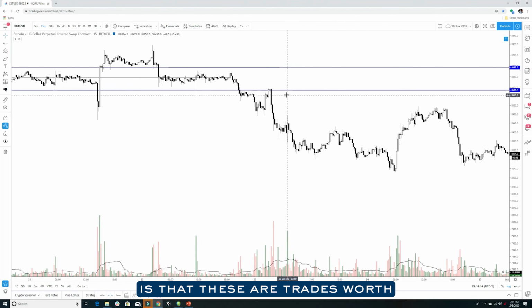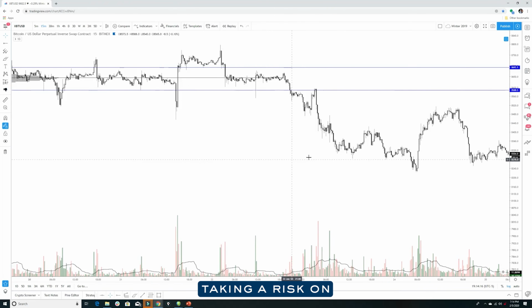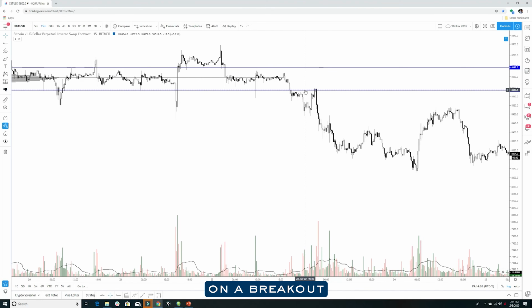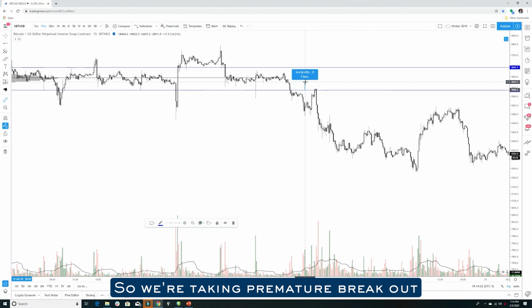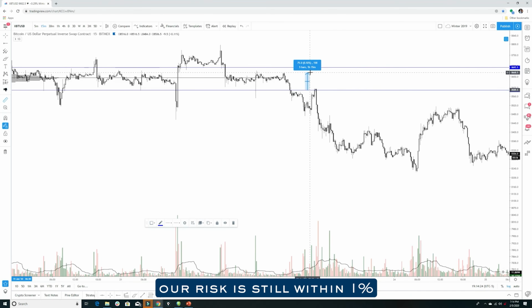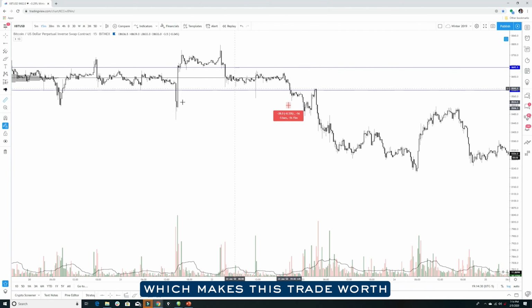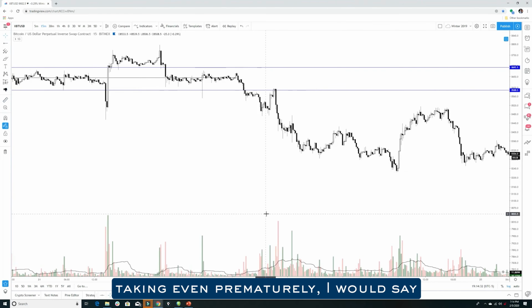And what that means is that these are trades worth taking a risk on and placing this stop, which in this case, let's say that we are taking an entry on a breakout. So we're taking a premature breakout. In this case, our risk is still within 1%. All right, the optimal placement for a stop is within 1%, which makes this trade worth taking even prematurely, I would say.